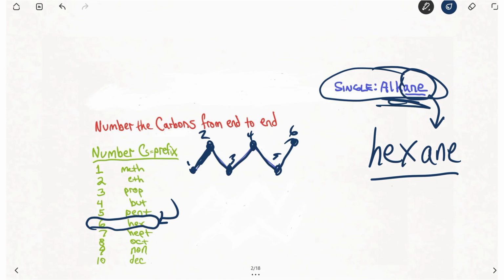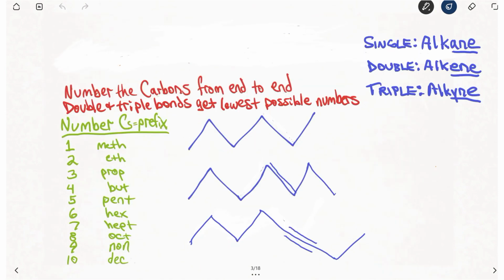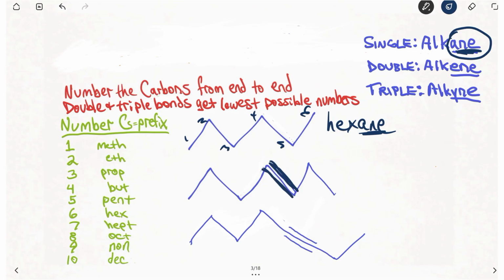So this is hexane. Now you remember expanding this, we have the alkane, 1, 2, 3, 4, 5, 6. So this is hexane because it's all single bonds, so we end it with that suffix ane. But if you have a double bond, which is right here, we have to count the carbons. So let's count the carbons: 1, 2, 3, 4, 5, 6, 7. So that's 7 carbons, and 7, hept, is the prefix for 7. So we know we're going to have hept. And this is a double bond.